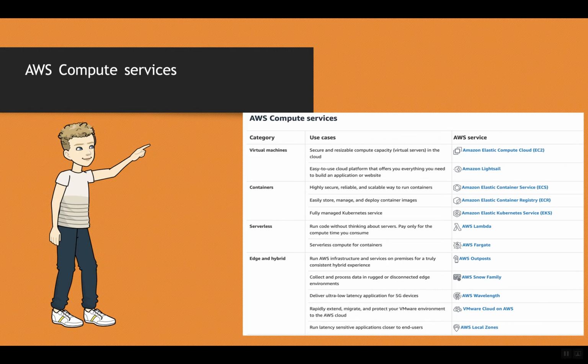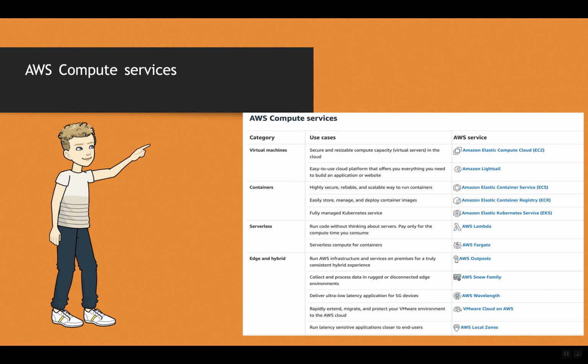Serverless, which is AWS Lambda. You run your code without thinking about servers, and pay only for the compute time you consume. AWS Fargate is like serverless compute for containers. Edge and hybrid, AWS Outposts, run AWS infrastructure and services on premises for a truly consistent hybrid experience. So basically, if you choose this service, Outposts, it helps you to run AWS infrastructure and services on premises for a truly consistent hybrid experience.